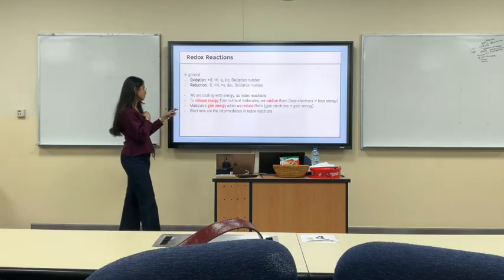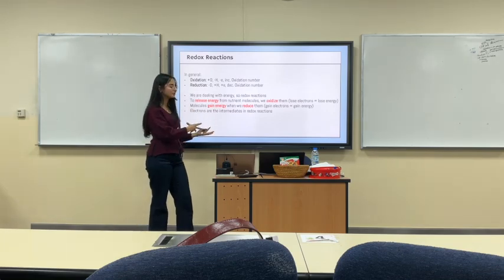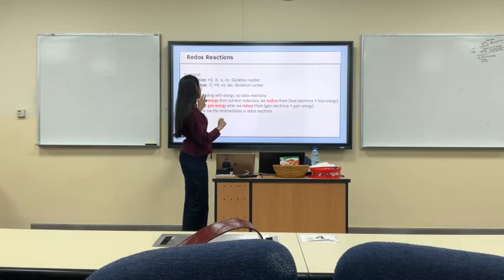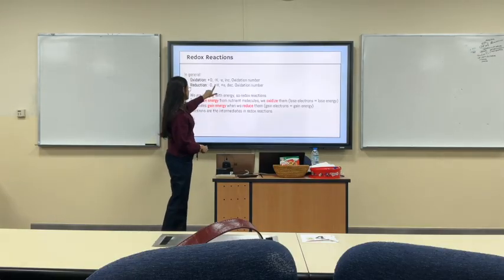The opposite is true when molecules gain energy when we reduce them. For example, in photosynthesis, we reduce carbon dioxide to glucose, so it gains energy by the reduction. So you should always have this rule at the back of your head. And electrons are the intermediates in redox reactions.